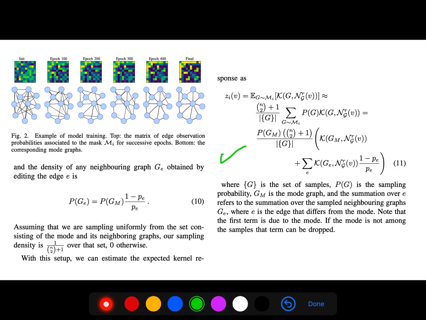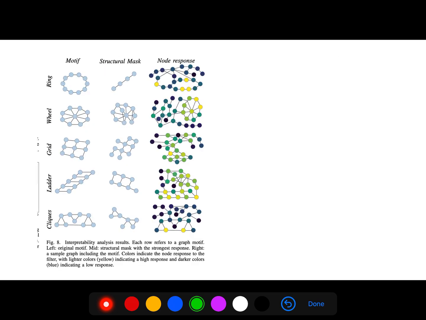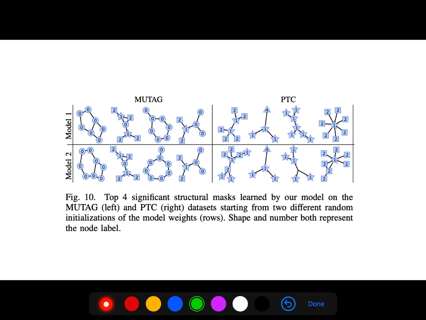And as you see here, you have an example of model training. You see the matrix of edge observation probabilities associated to the mask M sub i for successive epochs. And it's very good for interpretability as well, or in biology to capture the motifs, or anything where you want explainability and interpretability. So there are 4 significant structural masks, and they did it on, for example, the MUTAG dataset. They have captured these structural masks.